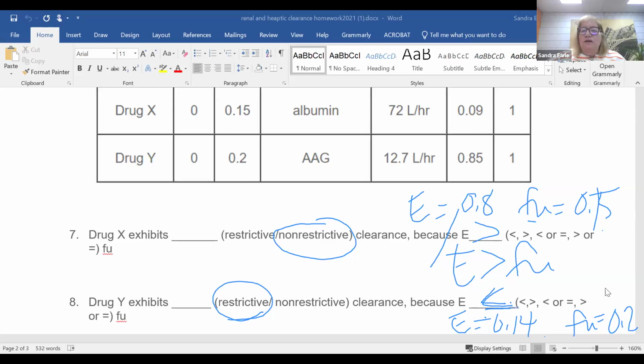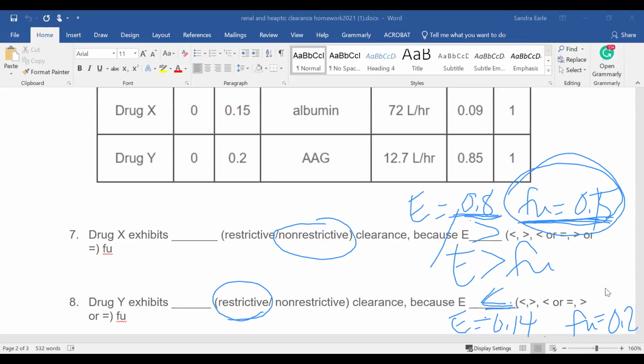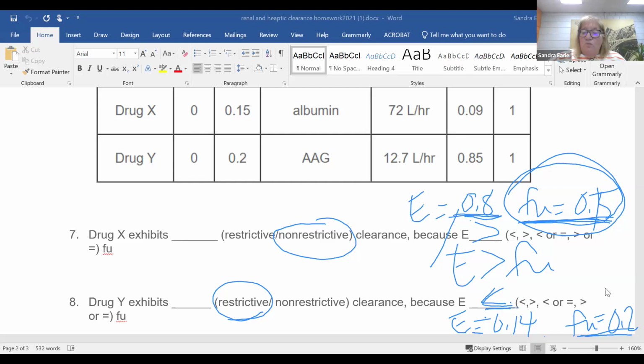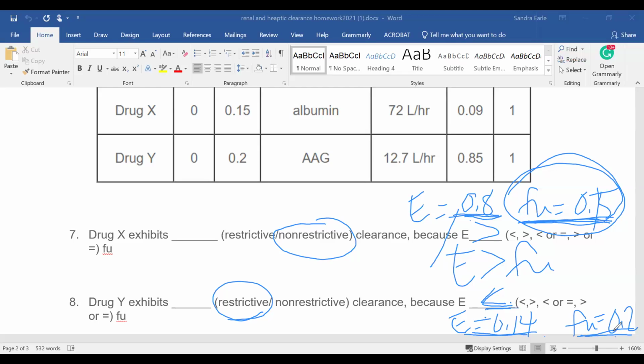Okay. So when we think about this, like for this first one, drug X, there's only 15% free. But it's clearing 80% as it goes through the liver. So clearly it's taking more than just free drug, isn't it? Yes. And if we compare that to drug Y, where 20% is free, but we're only eliminating 14%, so we're limited to only free drug here. Okay, got it. That makes sense.